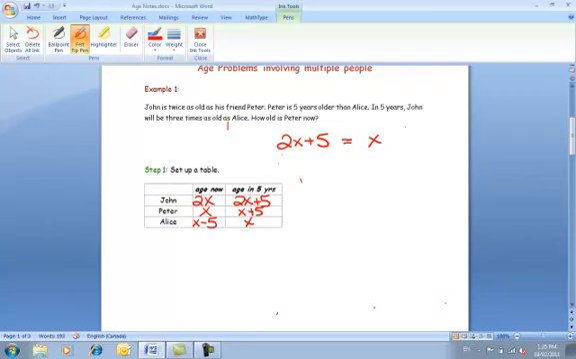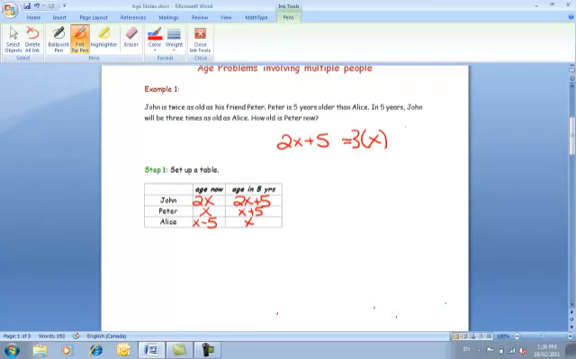Now, if this is going to be 3 times as old as Alice, we're either going to have to divide John's age by 3 or multiply Alice's age by 3. It won't matter which way you do it, but be cautious. If you do not like fractions, you might want to avoid dividing this part by 3 and just multiply Alice's age by 3. Always go back, read the question again, make sure you understand what it's asking. So, John will be 3 times as old as Alice. So I'm going to multiply Alice's age by 3.